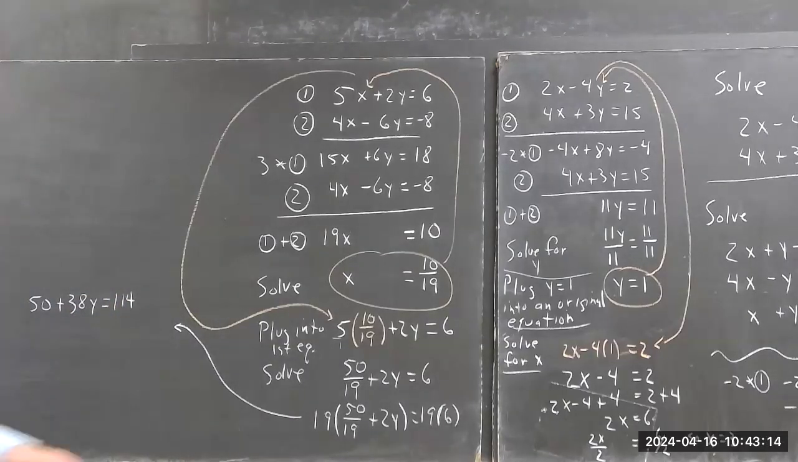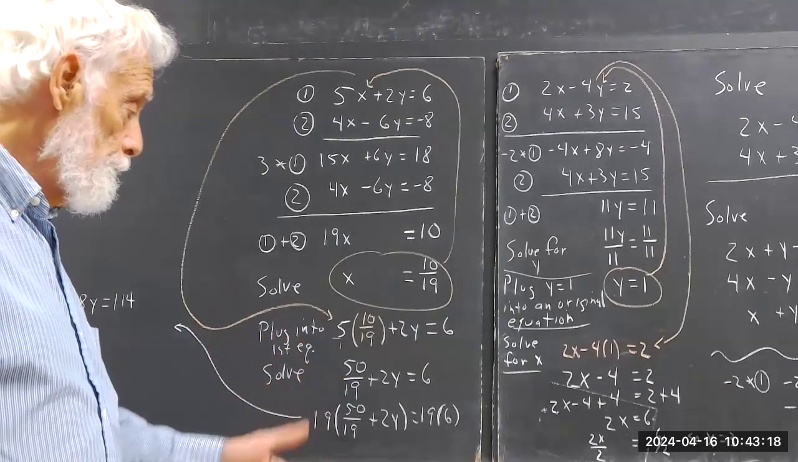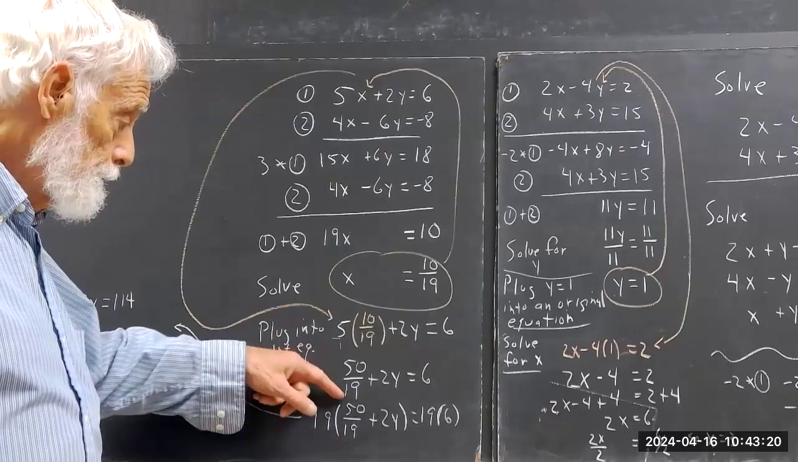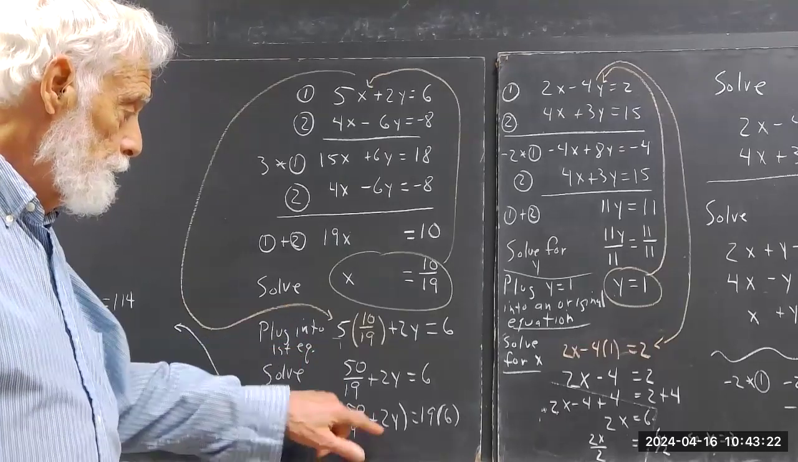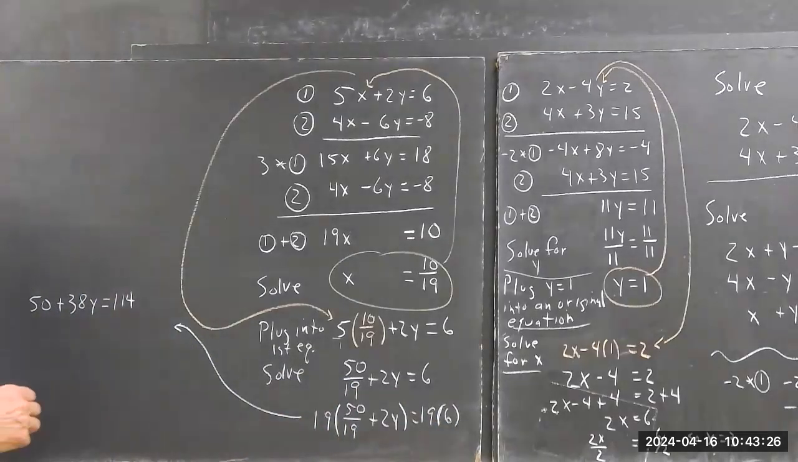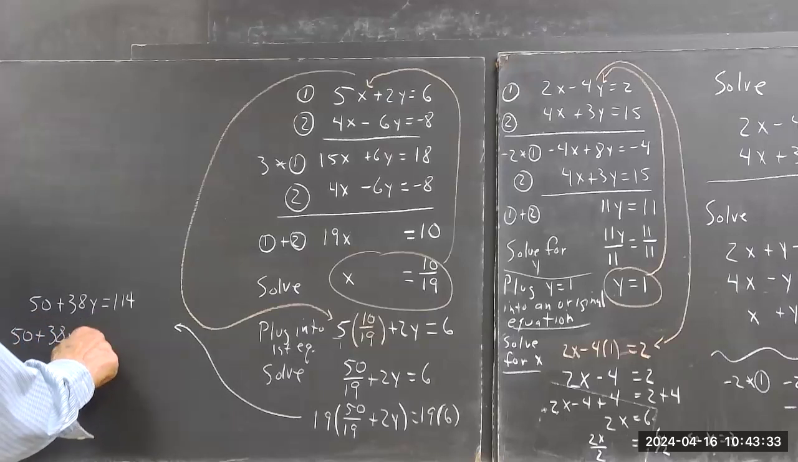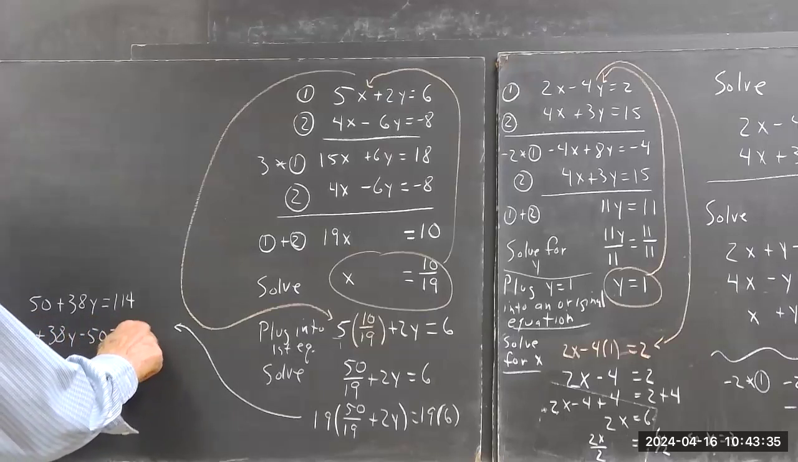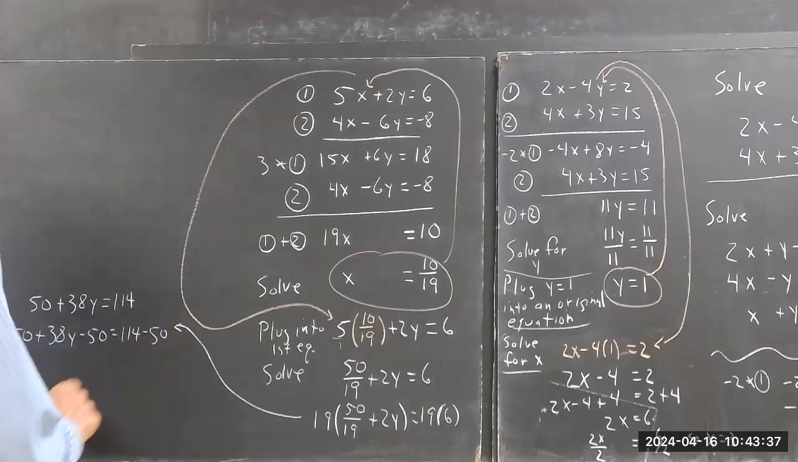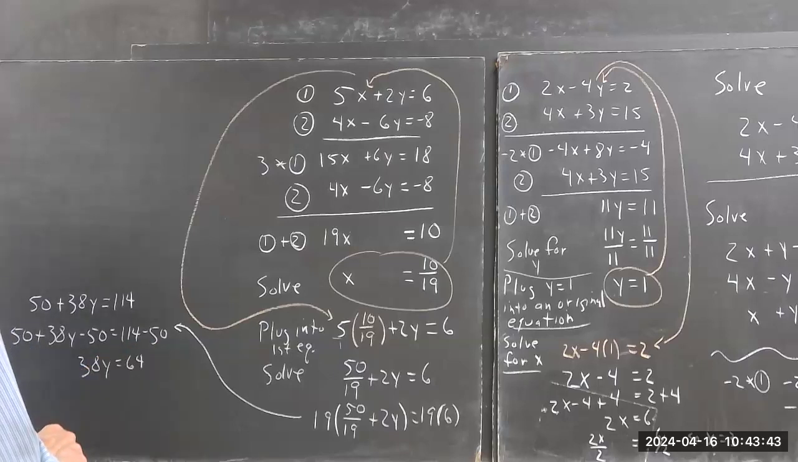And that's just arithmetic. We multiply 19 by 50 over 19. 19 divided by 19, we get 50. 19 times 2 is 38. 19 times 6 is 114. Then we subtract 50 from both sides. And we get 38y equals 64.